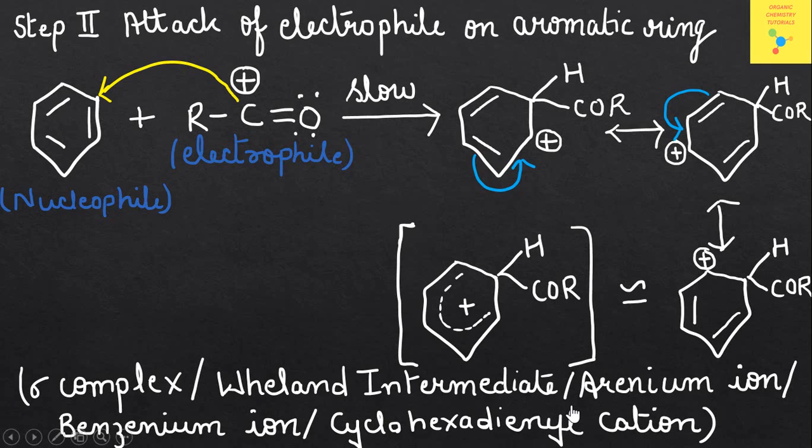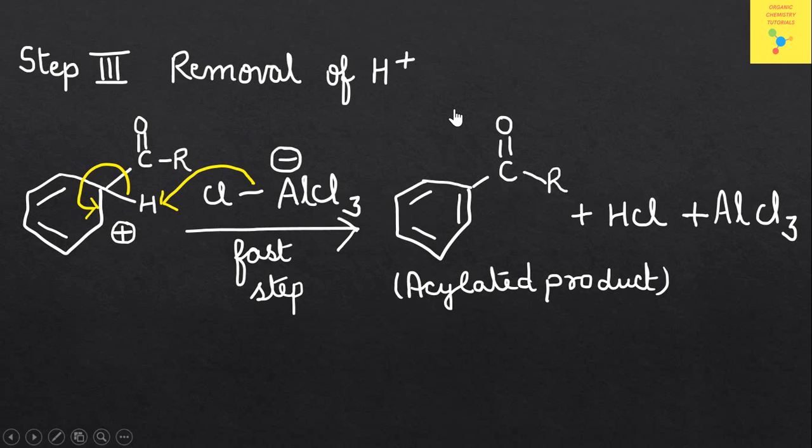Now let's move on to the third step, which is the removal of proton. Now you can see this AlCl4 minus which is generated in step 1. Now the chlorine-aluminium bond will break due to the higher electronegativity of this chlorine atom, and we get AlCl3 and Cl minus. Now this Cl minus will act as a base, and it will abstract this proton, and we will get the double bond in this benzene ring again, and we get this acylated product.